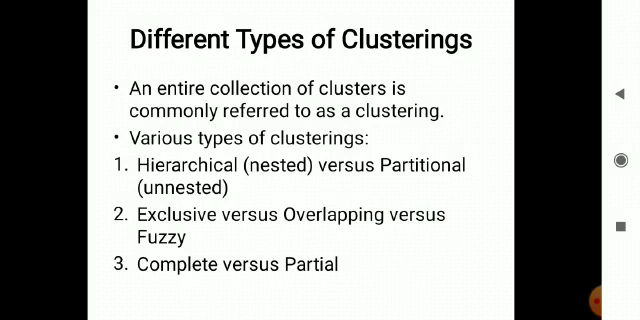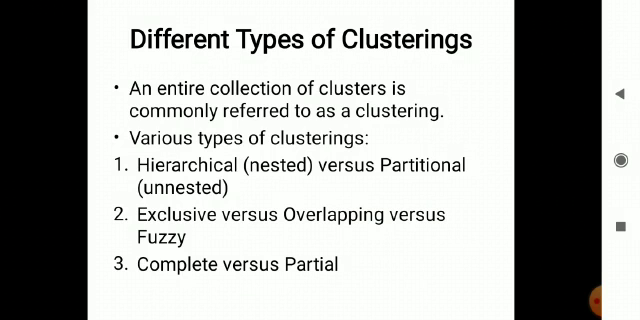Overlapping is nothing but a non-exclusive clustering. What do you mean by non-exclusive clustering? It is used to reflect the fact that an object can simultaneously belong to more than one group or more than one class of objects. The clusters. What do you mean by that?